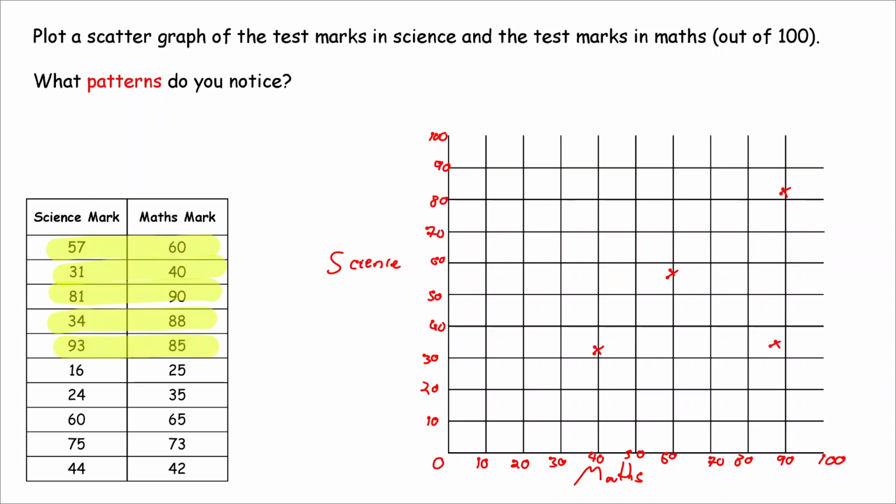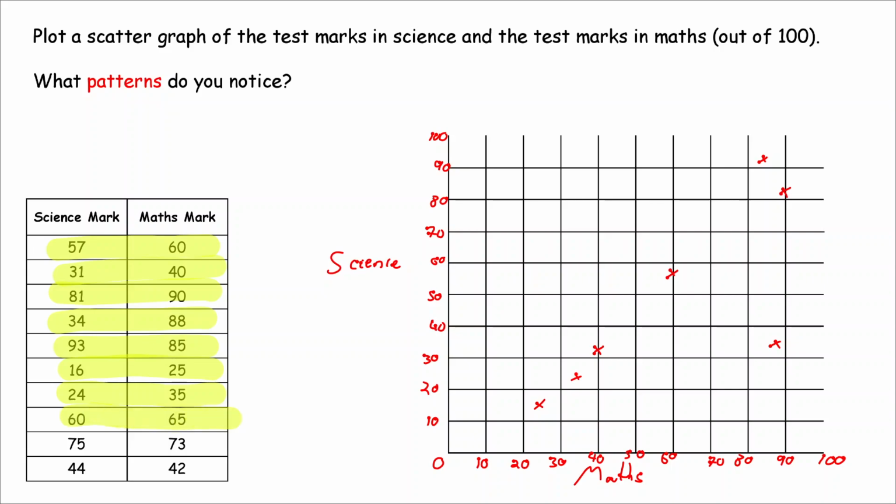93 and 85, so maybe you're noticing the relationship between the two things already. That's going to be going about there, isn't it? 93, 85. You then got 16 and then 25, so they get a low science mark and they also get a pretty low maths mark. There we go, let's put it in there. We get 24, 35. Again, they're both pretty low. Okay, 24 and then 35. There we go, about there.